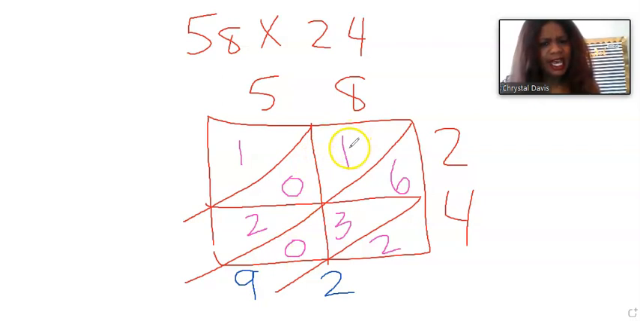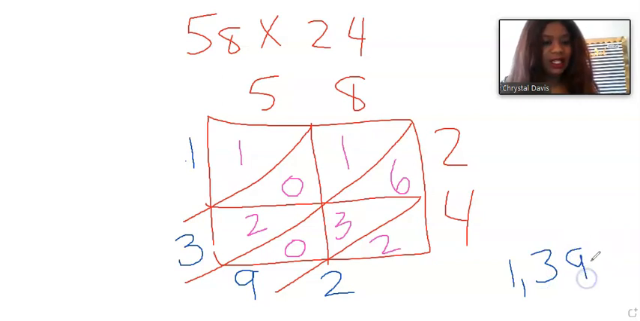Then here I see 1 plus 2. That's not a 2, that's a 0. 1 plus 0 plus 2, and that is 3. And here I have a 1. I'm just going to carry that over, 1. So if I am correct, scholars, with this lattice method, the answer to this problem is 1,392.